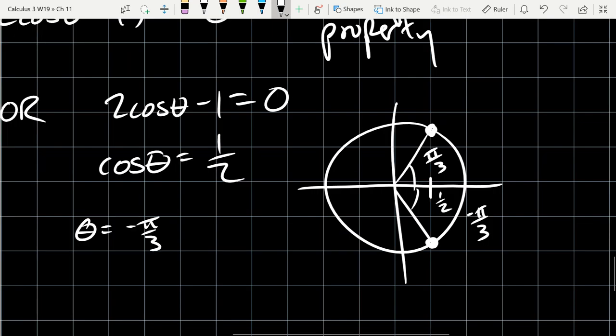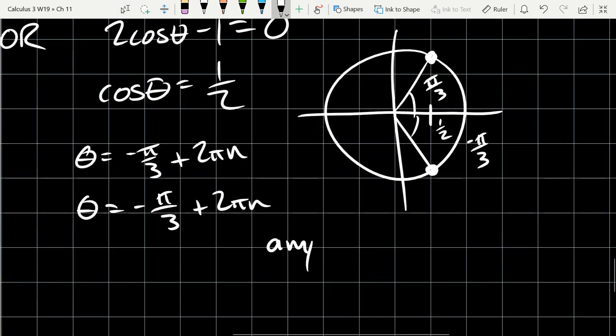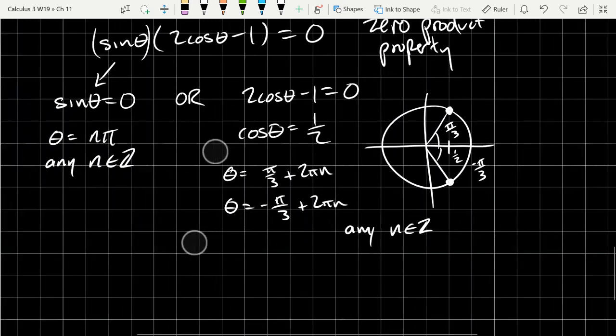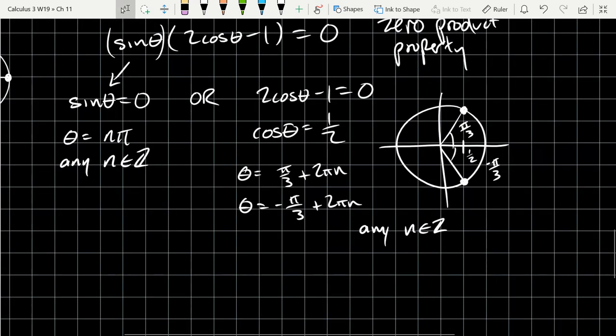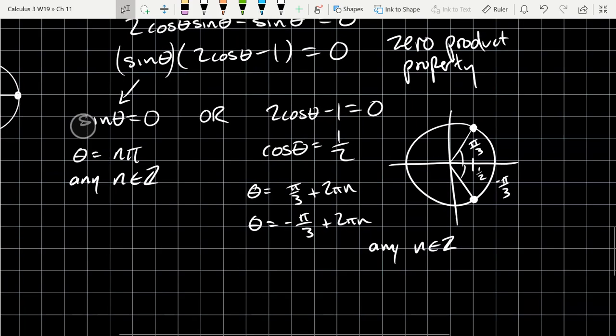So theta equals negative pi over 3 plus 2 pi n, or positive pi over 3 plus 2 pi n, and that's for any n in Z. One of them is positive and the other one's negative. All right, excellent. So these are the points where we will have a vertical slope, or dx over d theta will be 0.